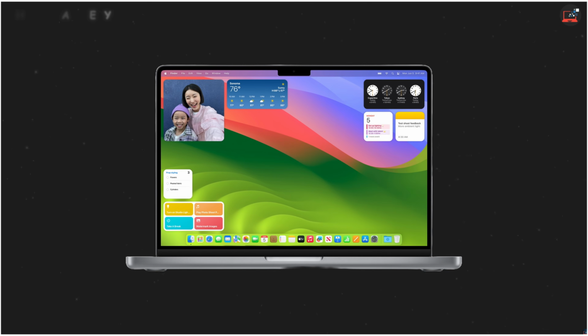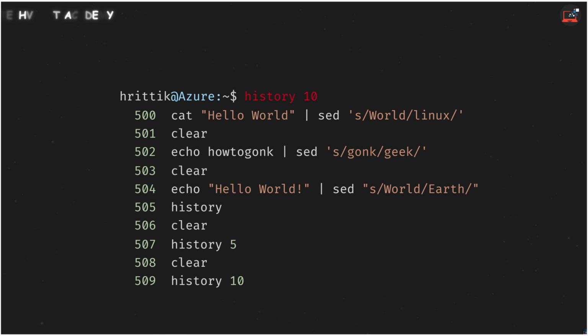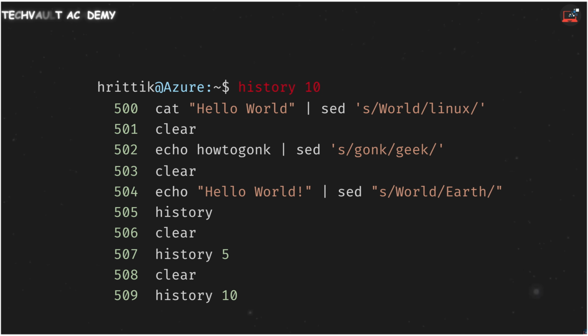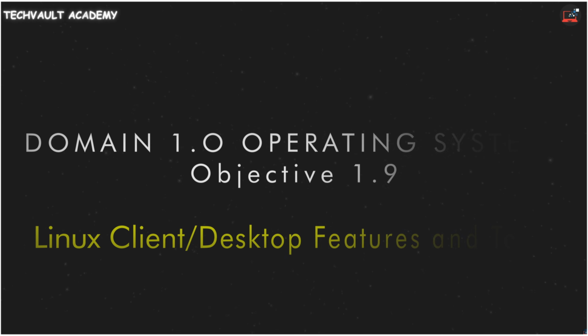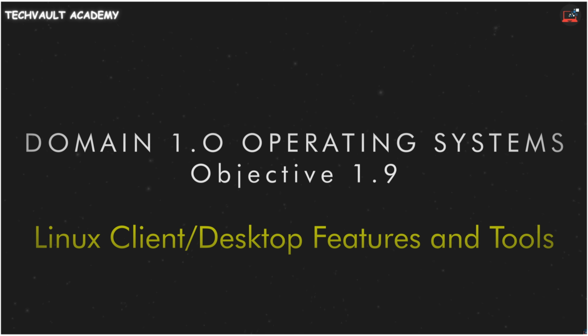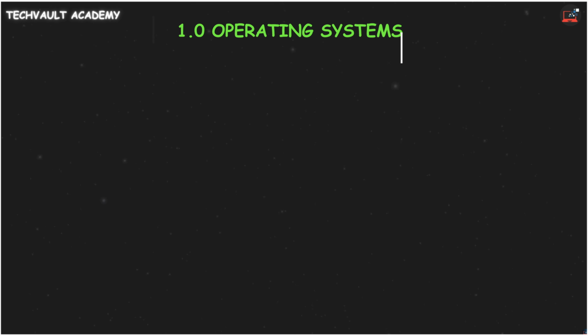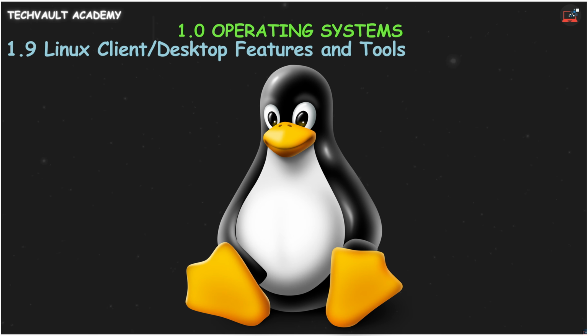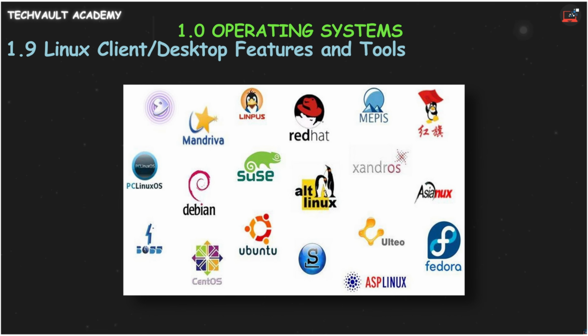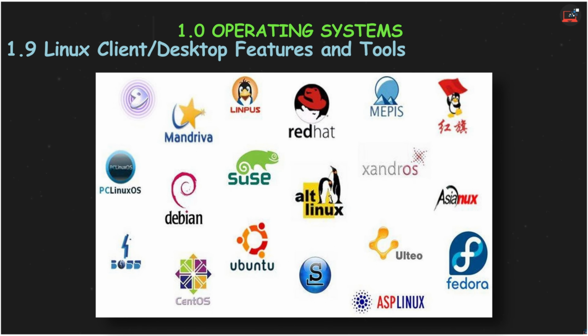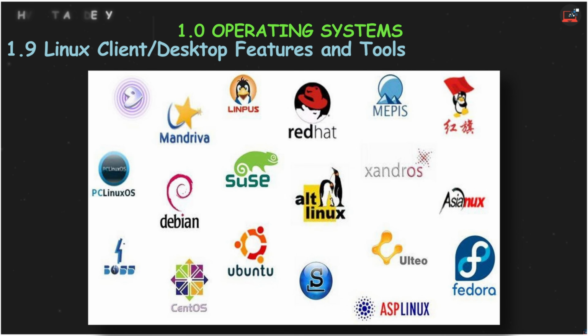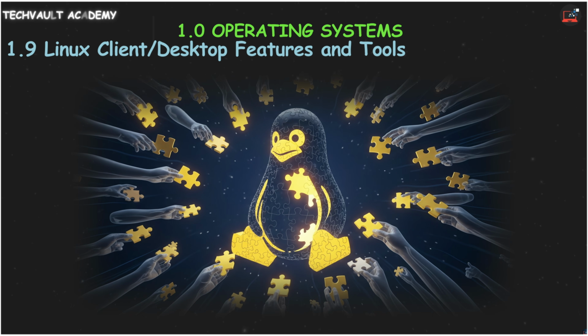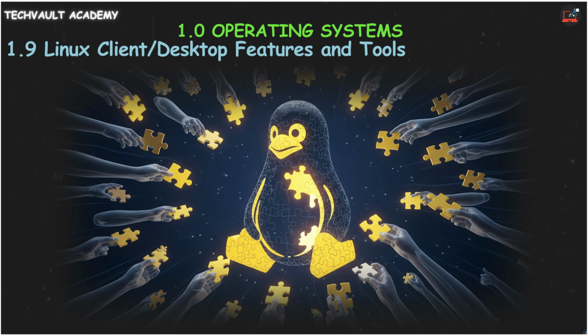After mastering macOS, we're diving deep into the powerful world of the Linux command line. This is your rapid review of Objective 1.9. First, the fundamentals. Linux is a free, powerful operating system that comes in many variations called distributions, like Ubuntu or Red Hat. It's supported not by a single company, but by a passionate global community. Think of it like a barn raising, where everyone pitches in.